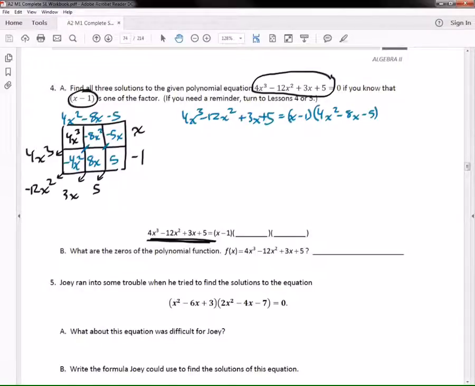Here we go. Now, to use grouping, we use the big X. We're going to put the number on top to multiply to, and the number on bottom to add to. You take the 4 and the negative 5, multiply them together to get negative 20, and then you take the middle number, which is negative 8, and put that on the bottom. What multiplies to give me negative 20 but adds to give me negative 8? Negative 10 and 2.